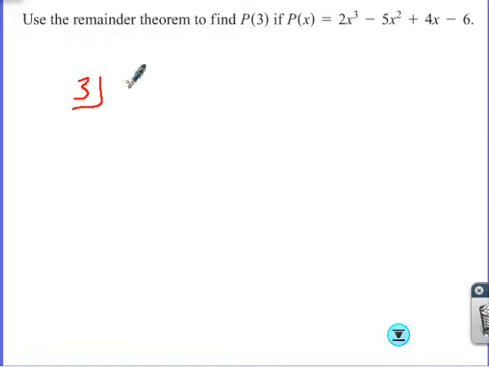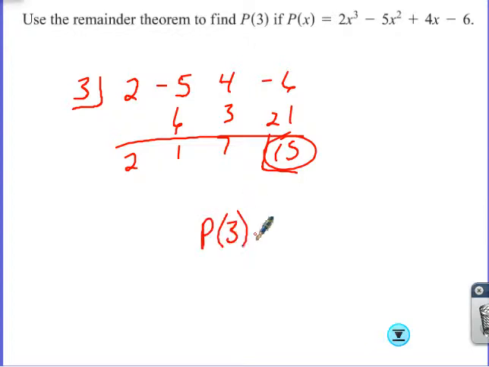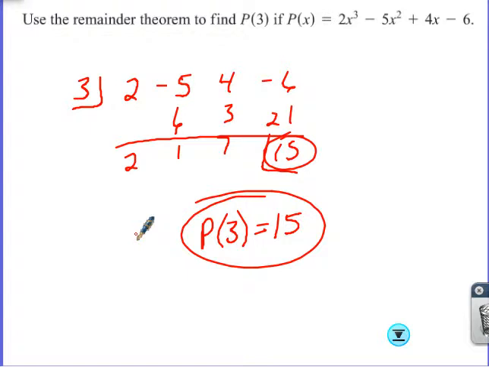So we're going to plug in 3 into 2x to the third, negative 5x squared, plus 4x minus 6. Bring it down, multiply, add, multiply, add, multiply, add. P of 3 is 15. When you plug 3 into this, you should get 15.